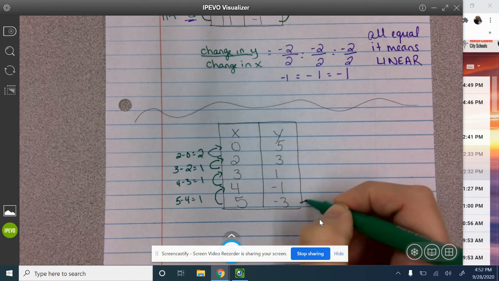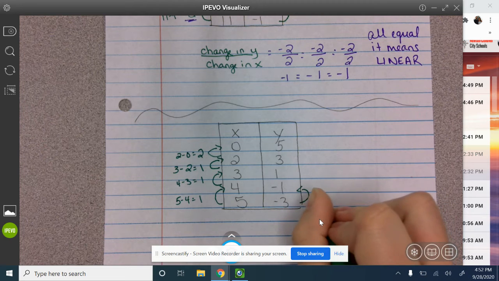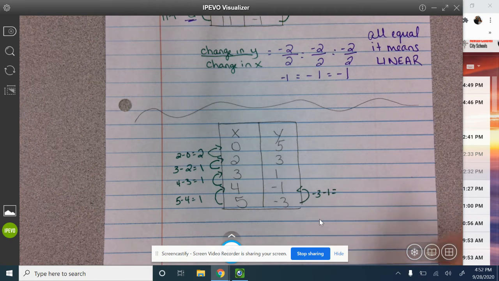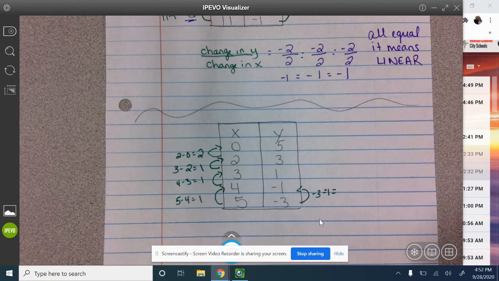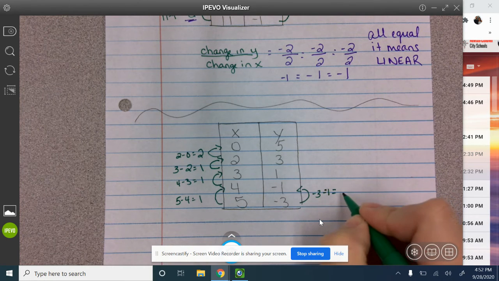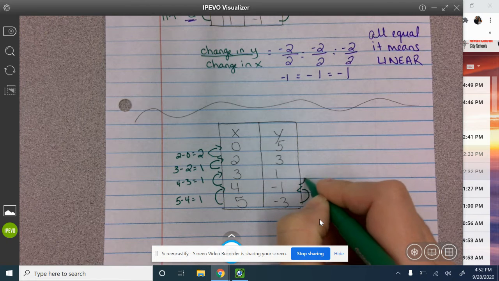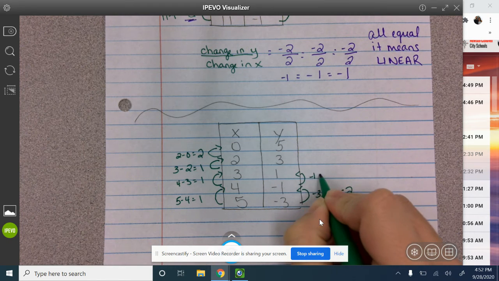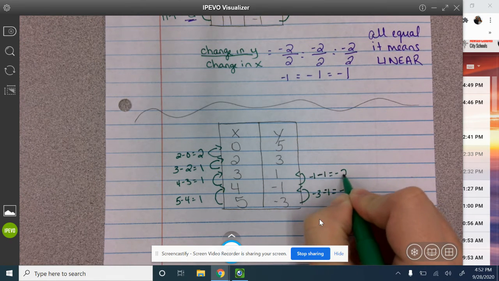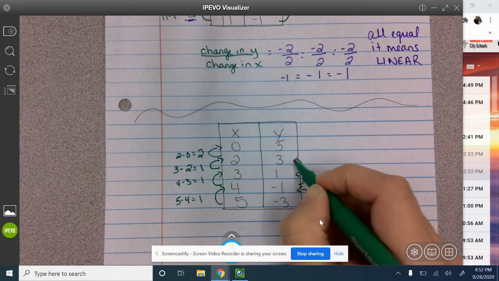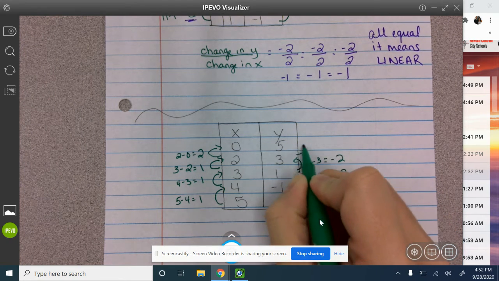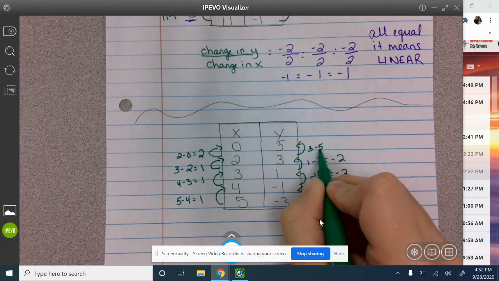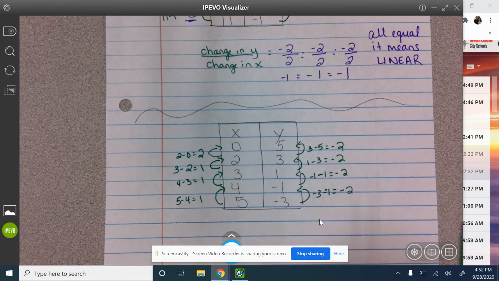And then again, the same for y. I have negative 3 minus negative 1. Sorry, skipped a negative. You've got to pay close attention. That will give me negative 2. Negative 1 minus 1 will give me negative 2. 1 minus 3 will give me negative 2. And 3 minus 5 is also negative 2.